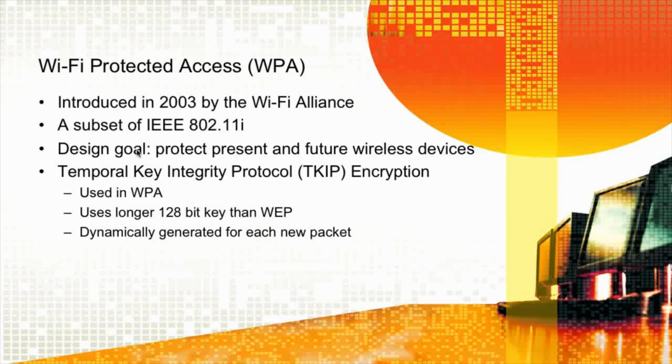WPA was introduced in 2003 by the Wi-Fi Alliance. It's a subset of the 802.11i standard. The design goal was to protect present and future wireless devices. It uses what's called TKIP, or the Temporal Key Integrity Protocol encryption, and it uses a much longer key, 128 bits. This key is dynamically generated for each new packet, addressing the cardinal rule that was broken before: no repeatable pattern.